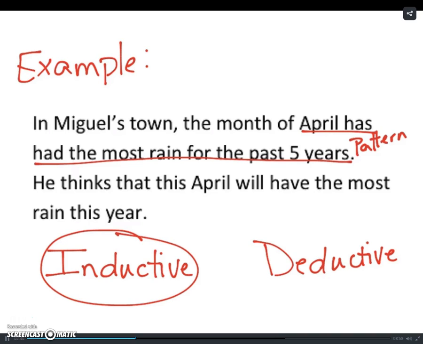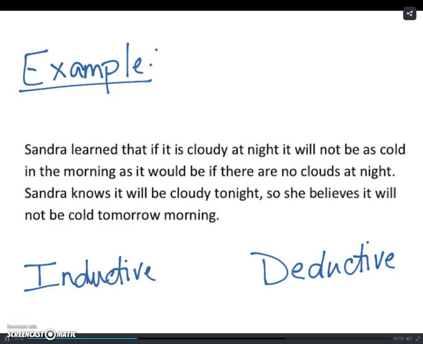Let's look at another example. It says, Sandra learned that if it is cloudy at night, it will not be as cold in the morning as it would be if there are no clouds at night. Sandra knows that it will be cloudy tonight, so she believes it will not be cold tomorrow morning. It says Sandra learned, which means she probably learned this in a science class of some sort.